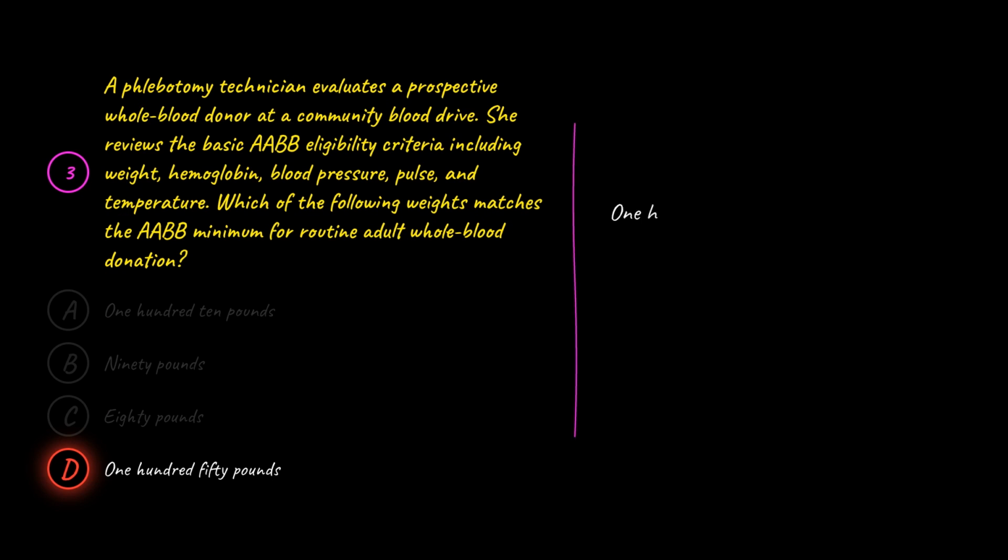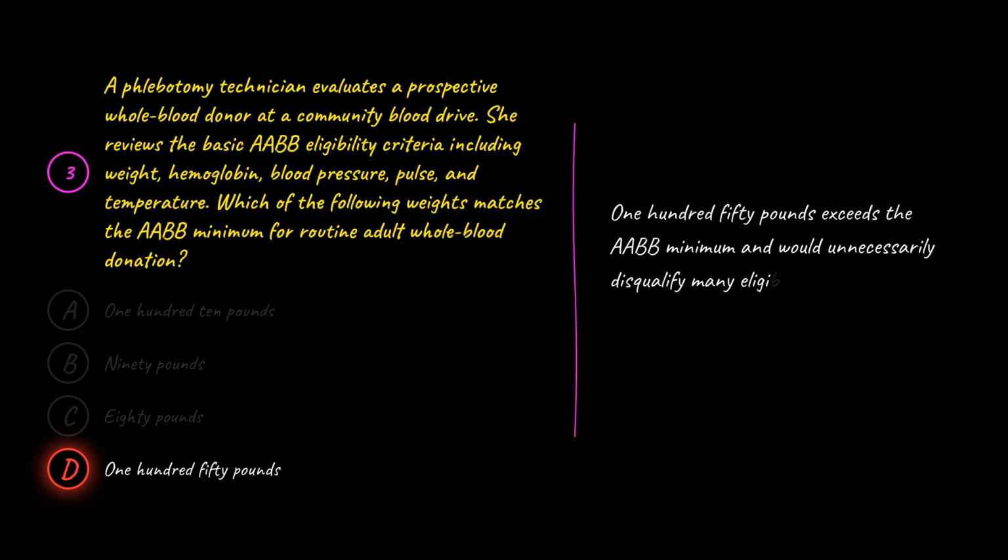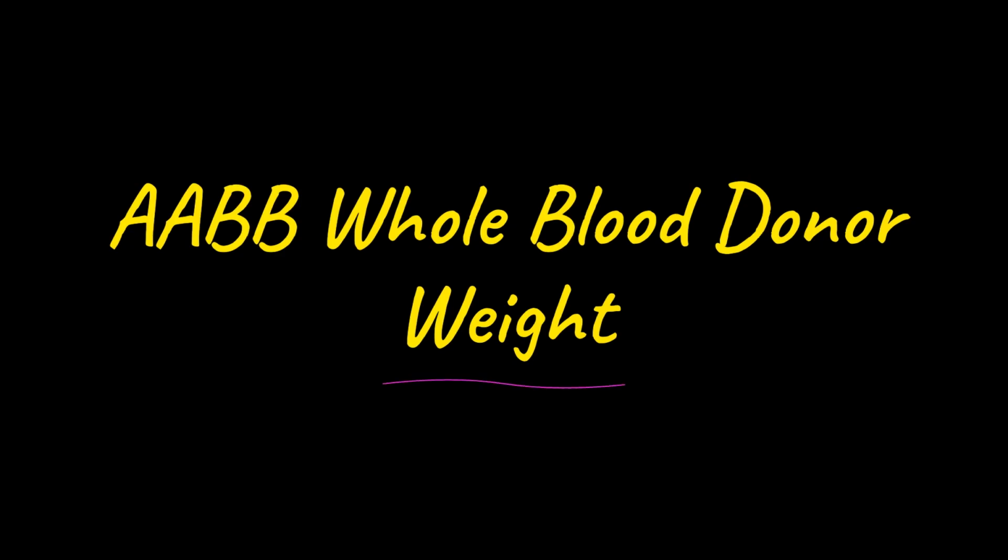D is wrong because 150 pounds exceeds the AABB minimum and would unnecessarily disqualify many eligible donors. The minimum at 110 pounds is well below this and supports the donor pool. The AABB sets a minimum body weight of 110 pounds for routine whole blood donation.